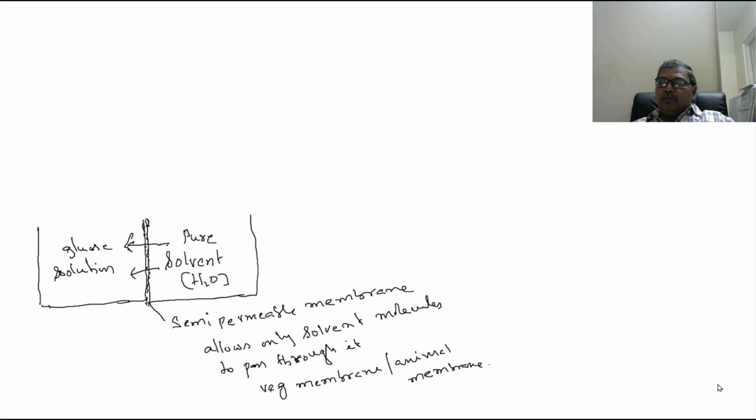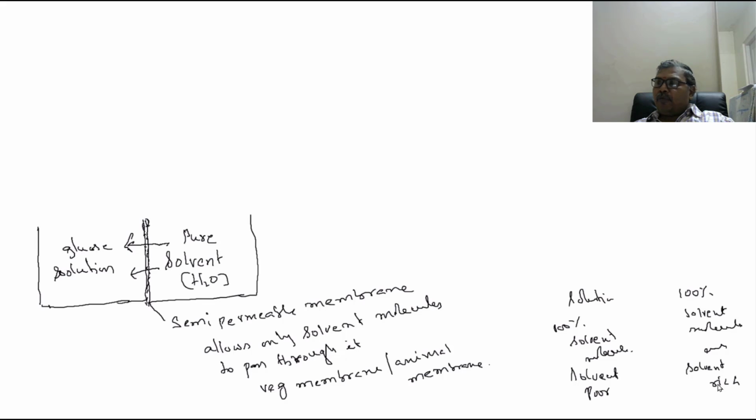See, in pure solvent, 100% of the molecules are solvent molecules only. But in solution, less than 100% solvent molecules are present. So here it is solvent rich, and this is solvent poor. Therefore, solvent molecules flow from the rich side to the poor side.